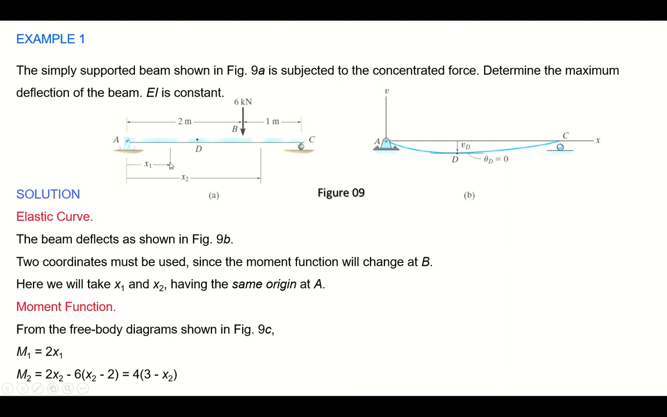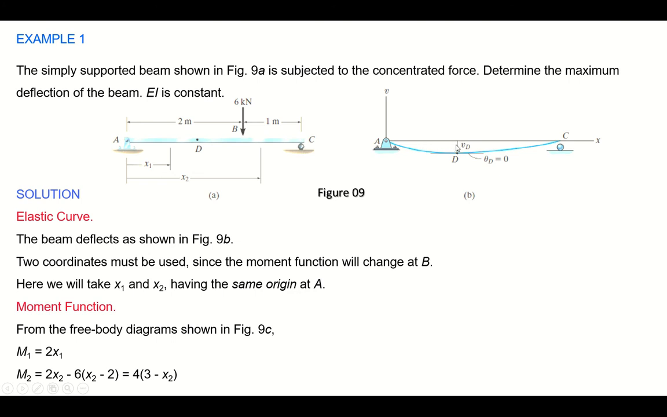You can take two sections, x1 which can be from point A to point B, and x2 which is from point B to point C. Now the limit of x1 is 0 to 2 meter, and the limit of x2 is from 2 to 3 meter. So the solution says that the beam deflects as shown in figure 9b. The beam will deflect in this way, as we know from our previous video.